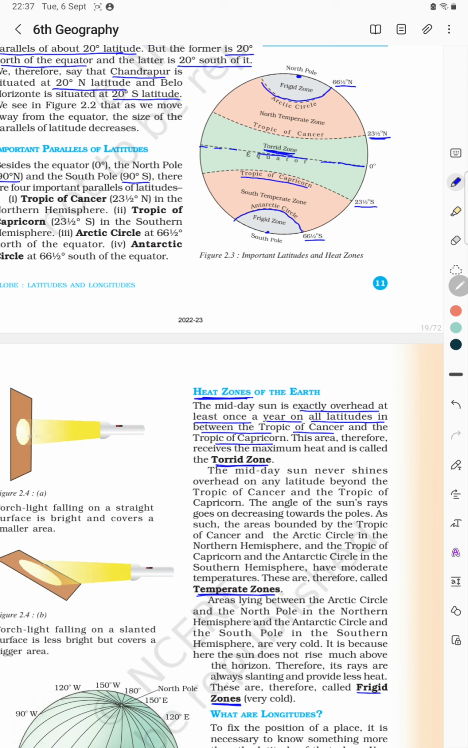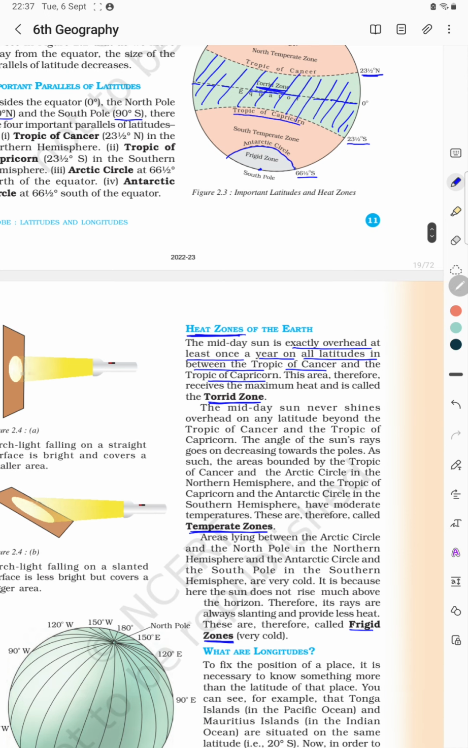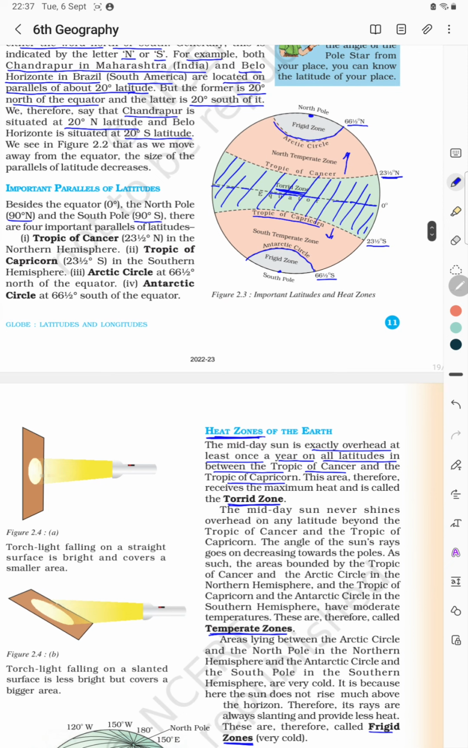And the sun will be exactly overhead at least once a year in this zone. So this zone is the torrid zone. Then beyond these latitudes, beyond the Tropic of Cancer towards the north and beyond the Tropic of Capricorn towards the south, the midday sun never shines overhead on any latitude beyond these circles.